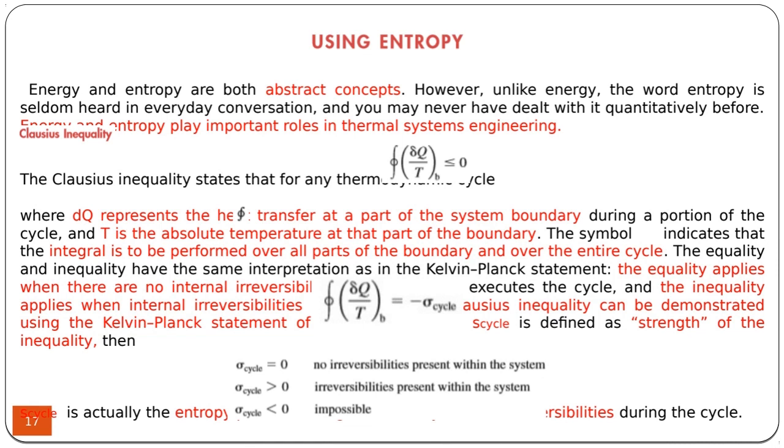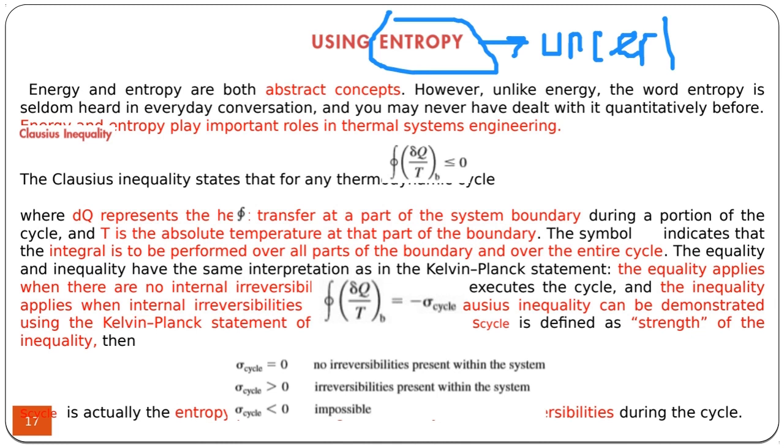Now we will have a new definition, which is called entropy. Entropy is the most abstract concept in thermodynamics, but we can use it in determining the system performances as well as irreversibilities of the systems. Entropy is actually the uncertainty of a system. If we have zero entropy, there is no uncertainty.